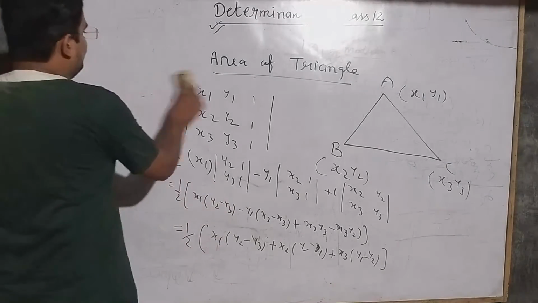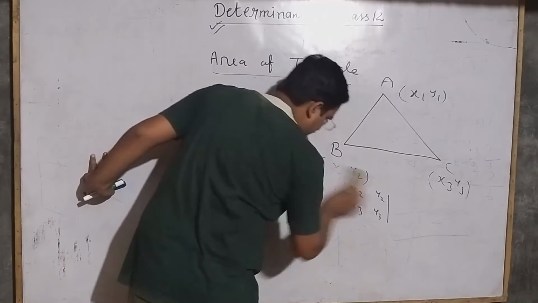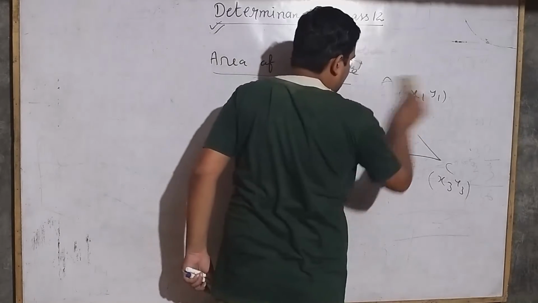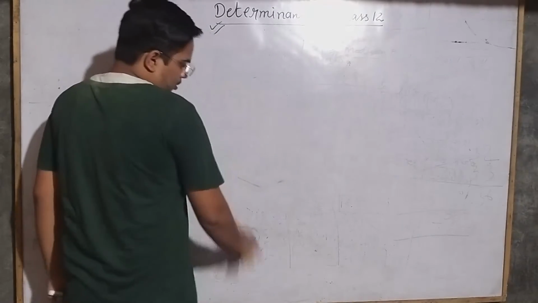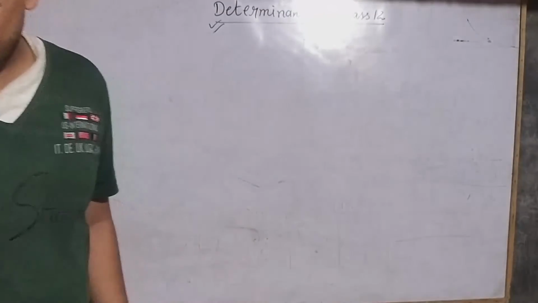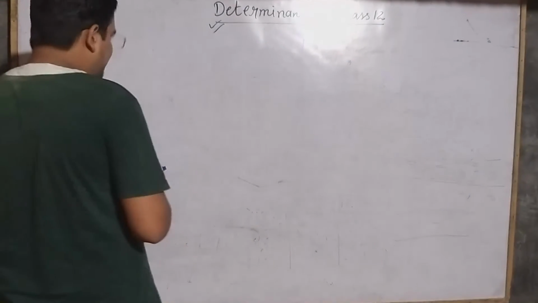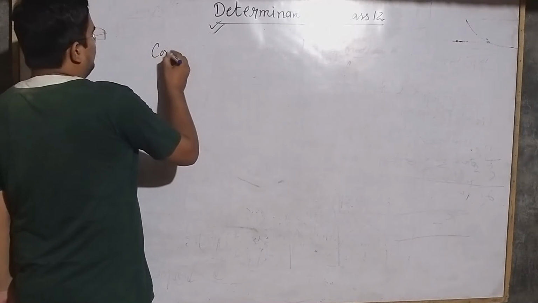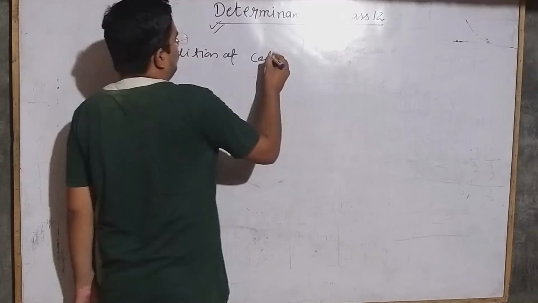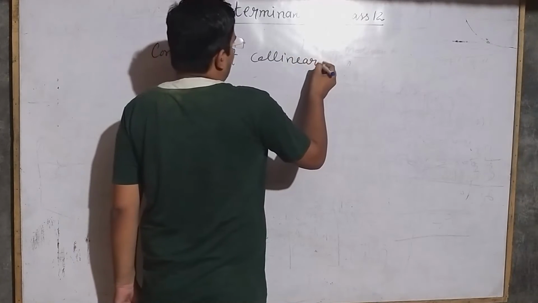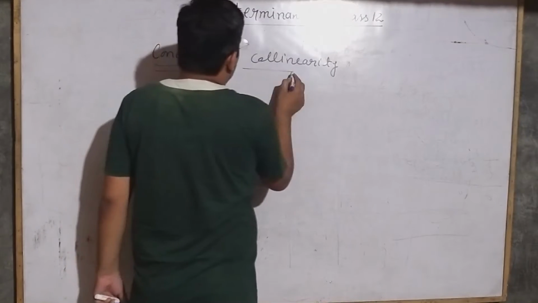Okay, fine. Now I am going to tell you about the next part. What is given here? Okay, fine. After the area of the triangle, now I am going to tell you about another topic. Now I am going to talk about the condition of collinearity. Condition of collinearity. What is this? What is the condition of collinear?